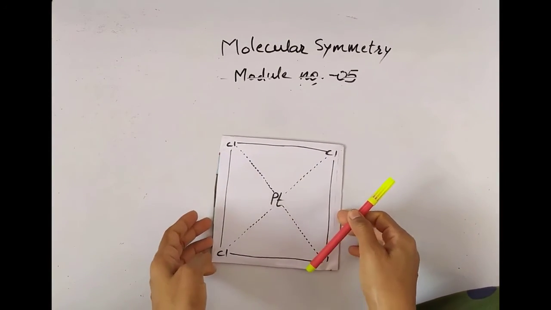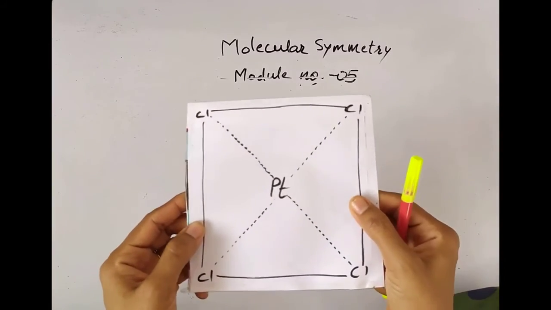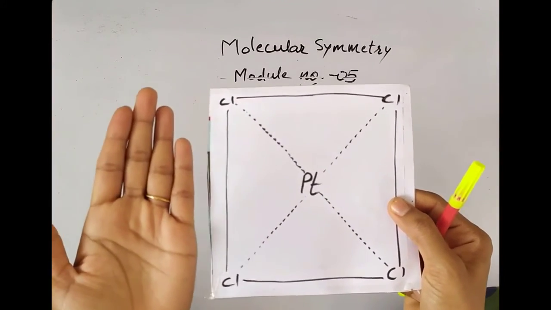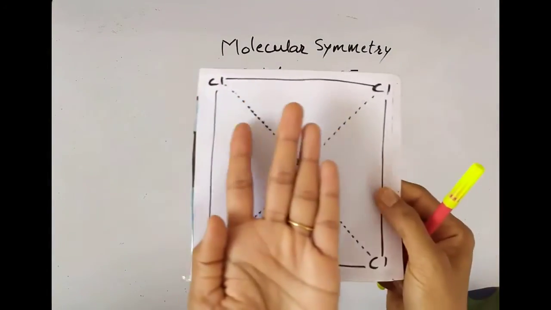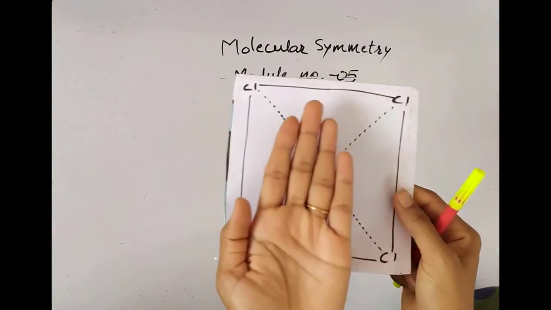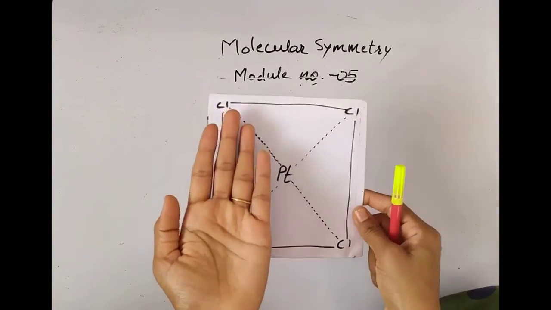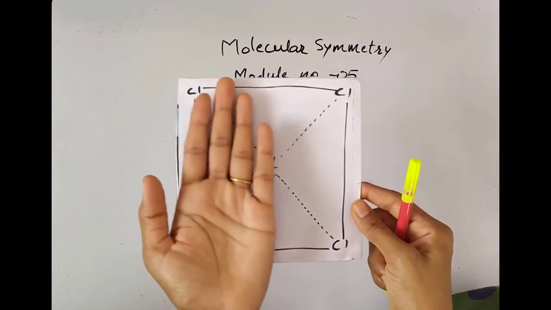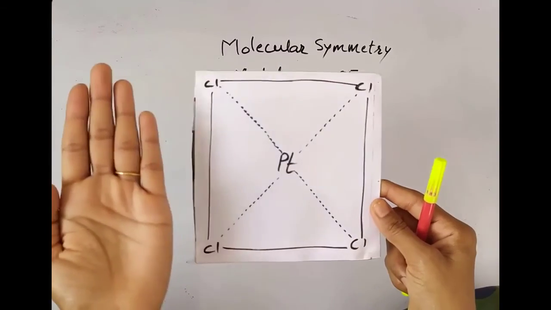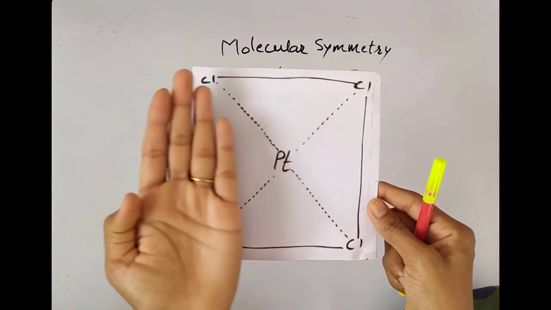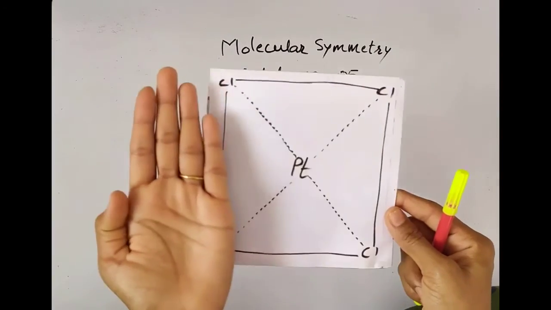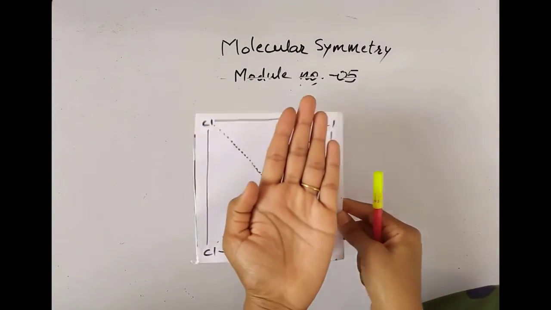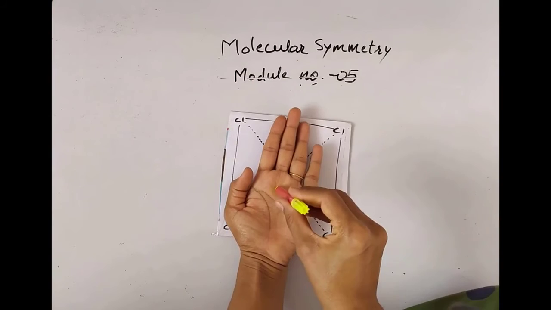Another way, this is the planar PtCl4 molecule. I am cutting this into 2 equal halves. So this is the plane I have passed, which is also called the molecular plane, because it is including all the atoms in the molecule. So I am cutting the atoms like this, means in this way I have passed the plane, and this is the principal axis.